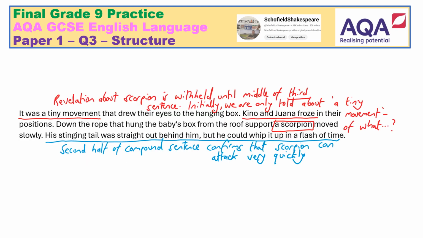Here are some of my own detailed annotations. So this is from the second paragraph. In the first sentence, we find out that a tiny movement has been made. But by what? In the second sentence, we see that the parents are clearly terrified and stunned by this tiny movement. But it's only in the middle of the third sentence that we find out the actual danger of the scorpion. Note the compound sentence at the end of this paragraph, in which the second half confirms just how quickly the scorpion can use its tail to attack.